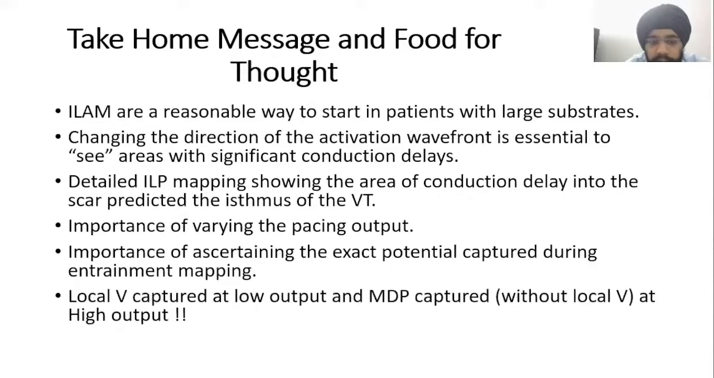Lastly, a food for thought. As we saw in the entrainment, at the low output we captured the local V, but not the mid-diastolic potential. However, at higher output we captured the mid-diastolic potential, but not the local V. What could be the possible explanation for the same? One explanation is possibly the isthmus was deep seated and we captured that area, but this is just conjectural.